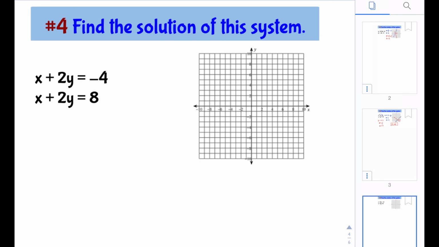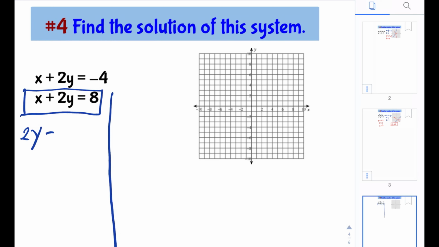For question number 4, we have x plus 2y equals negative 4 and x plus 2y is equal to 8. So for both equations, we need to rewrite them in the y equals mx plus b form. So I will rewrite first x plus 2y equals 8. This is the same thing as 2y is equal to negative x plus 8 when you transfer x to the right. Now we need to divide each term by 2.